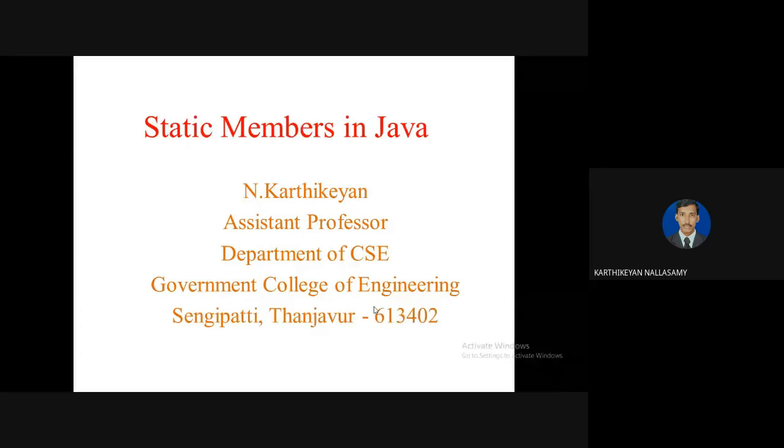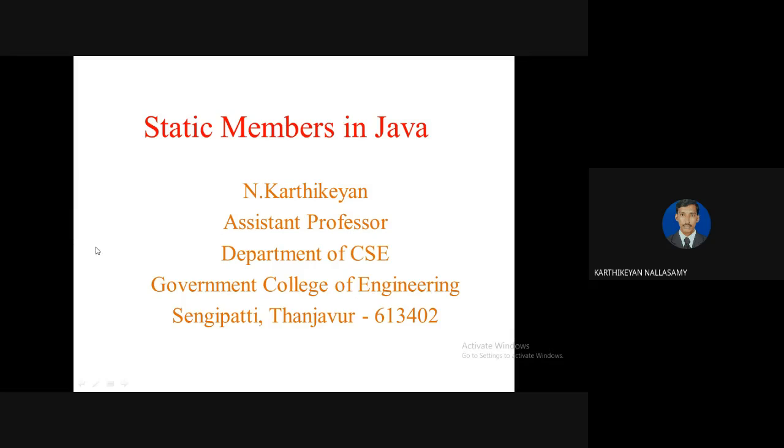We know that for every object creation, a separate memory location is created for the instance variables of a particular class, that is, the data members of a class. So we don't have any common memory location for more than one object.